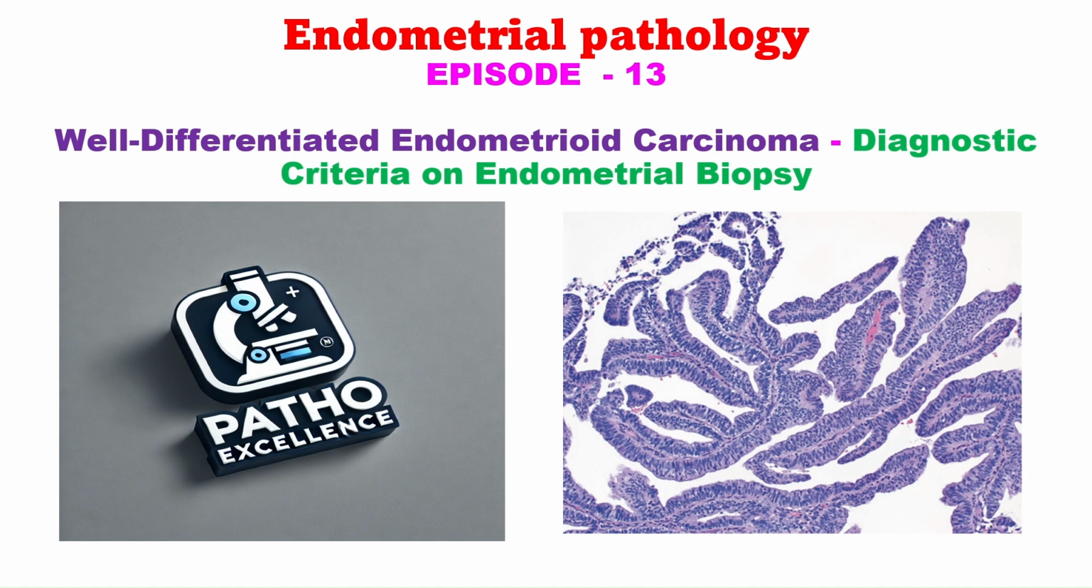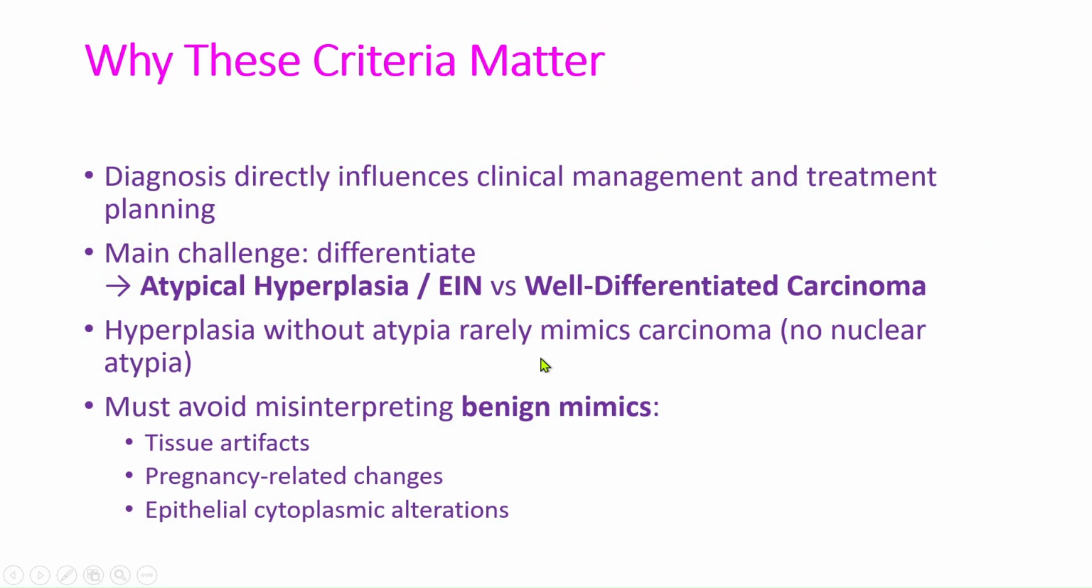But as we know, when we get an endometrial biopsy, it is very small in amount and it is difficult to say invasion in the biopsy specimen. So, let's see how we can judge an endometrial biopsy for endometrioid carcinoma, which is well differentiated.